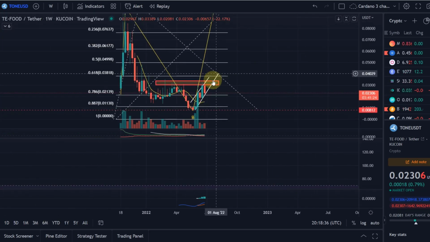The requirement is to hold here first, the 78.6% fib level would be important. But very crucial would be to hold the 50-day moving average. And on the way up, we need to break this resistance level. Above that, I think a lot of the downside pressure will be gone and we could enter a more sustainable uptrend.